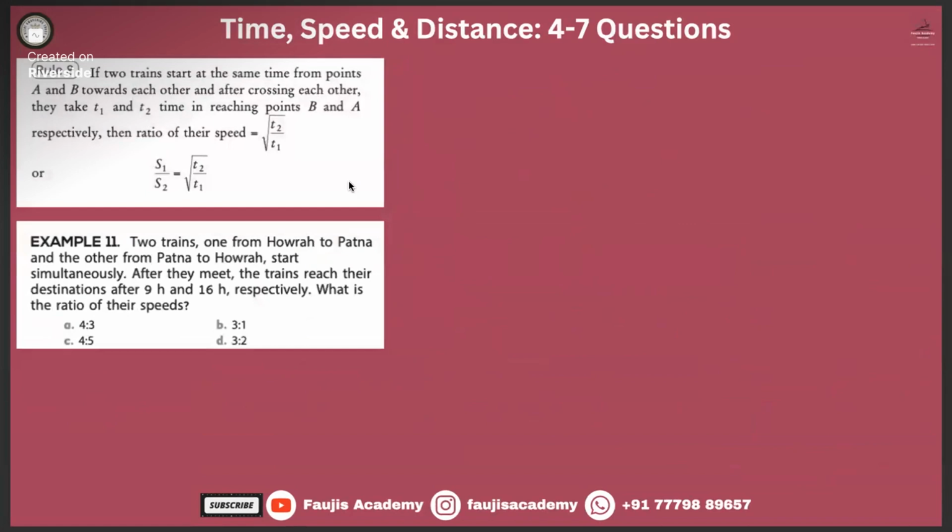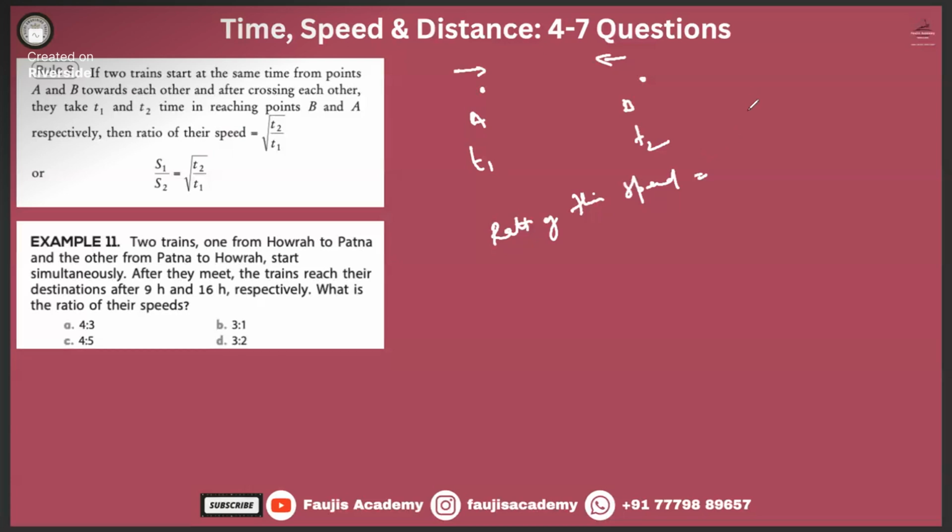Shall we move? Yes. If two trains start at the same time from point A and B towards each other, and after crossing each other, they take T1 and T2 time reaching point B and A respectively. A takes T1 time and B takes T2 time to reach this place, respectively. Then the ratio of their speed, which they have not given, is equal to, see, why? Because the distance is constant, right?